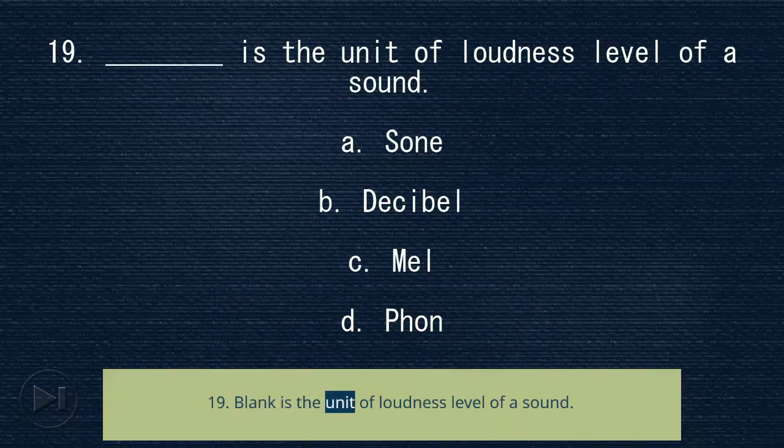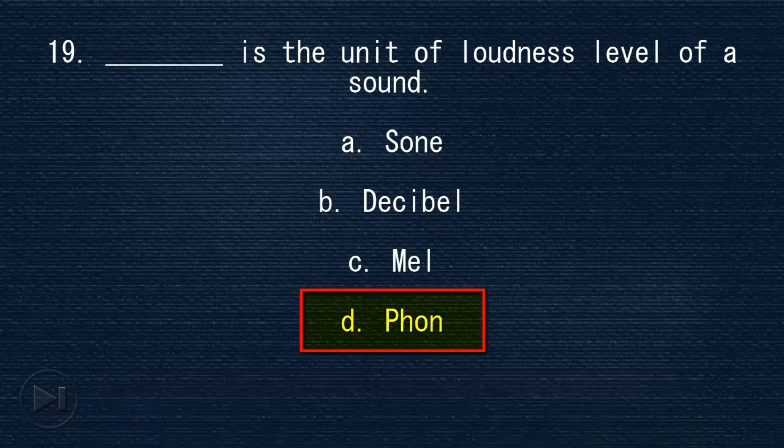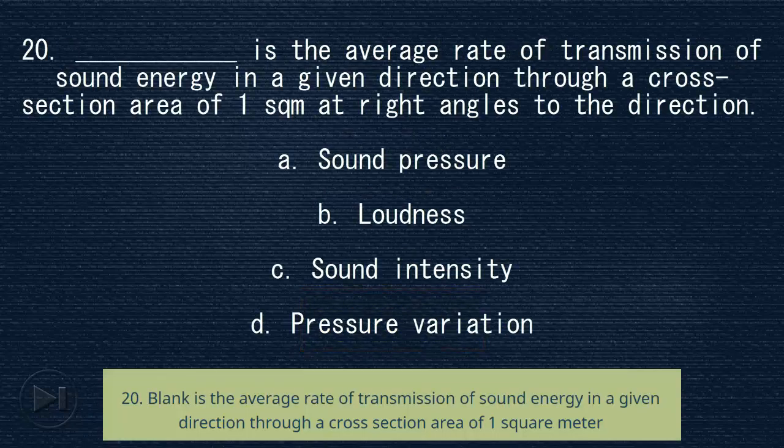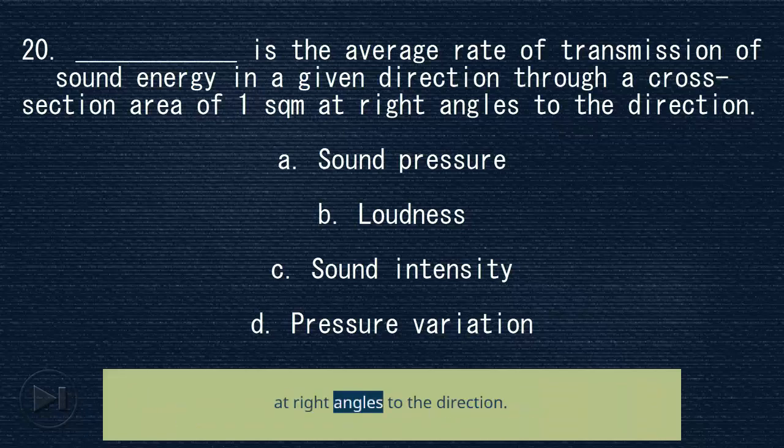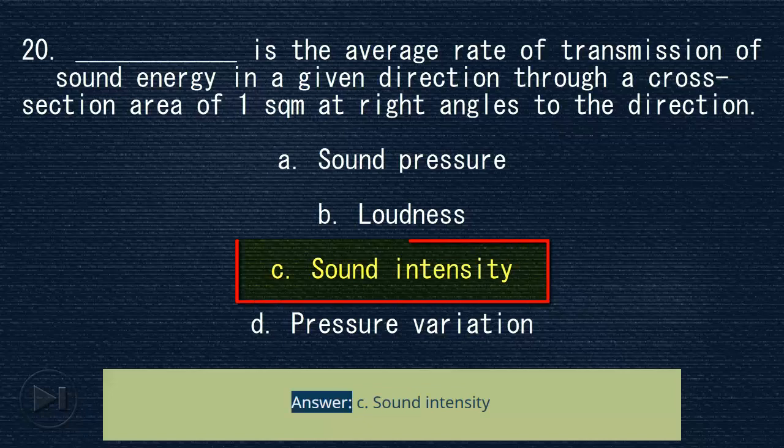19. Blank is the unit of loudness level of a sound. A. Sone. B. Decibel. C. Mel. D. Phon. Answer: D. Phon. 20. Blank is the average rate of transmission of sound energy in a given direction through a cross-section area of 1 square meter at right angles to the direction. A. Sound pressure. B. Loudness. C. Sound intensity. D. Pressure variation. Answer: C. Sound intensity.